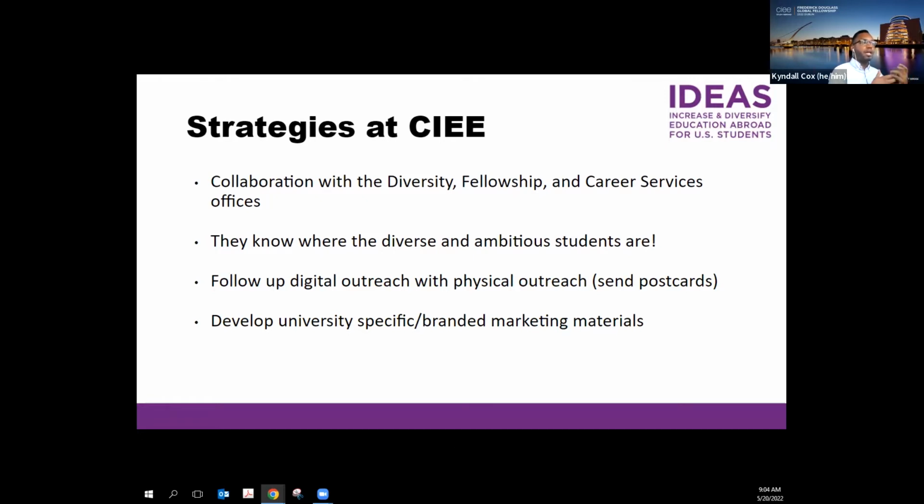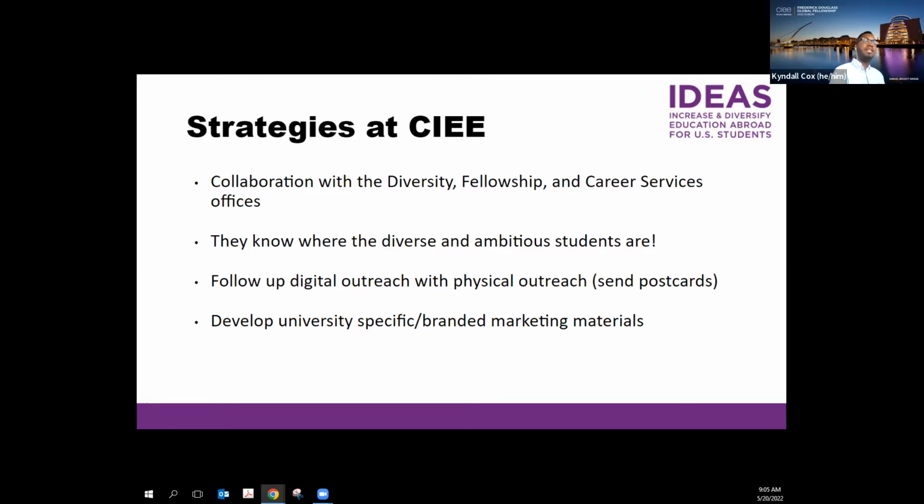We've also created postcards that we send to our partners in those offices. So for the Douglass Fellowship, it's almost like a two-pronged marketing. We have to reach the students, but then we also have to reach the people in the diversity offices, in the fellowship offices, in the study abroad offices, to get that fellowship on their radar and encourage them and their students to apply. So we always like to follow up with them with physical things to remind them.